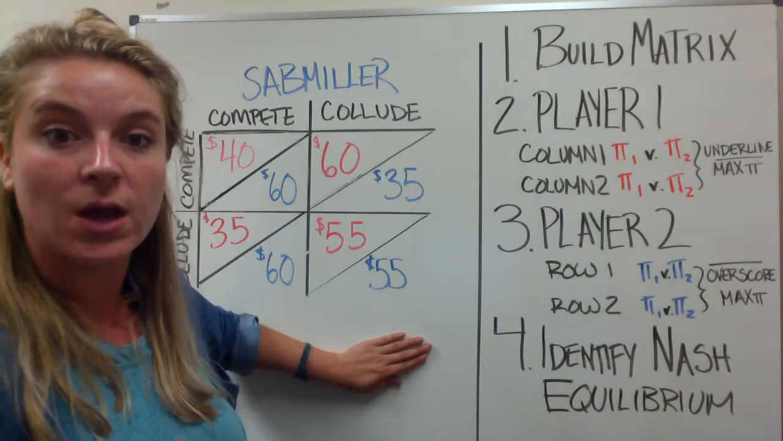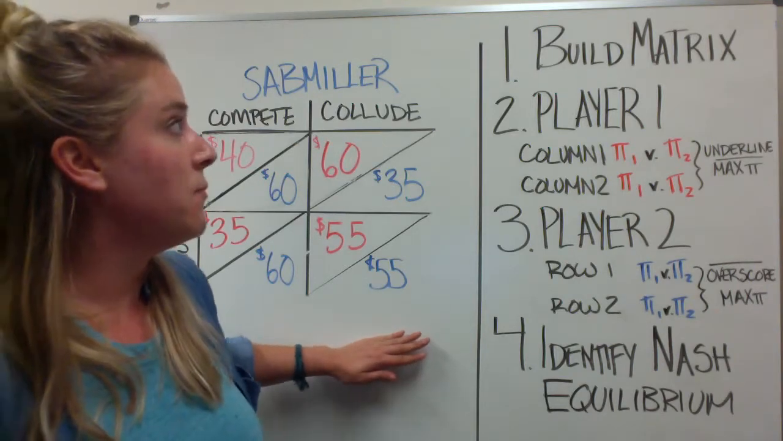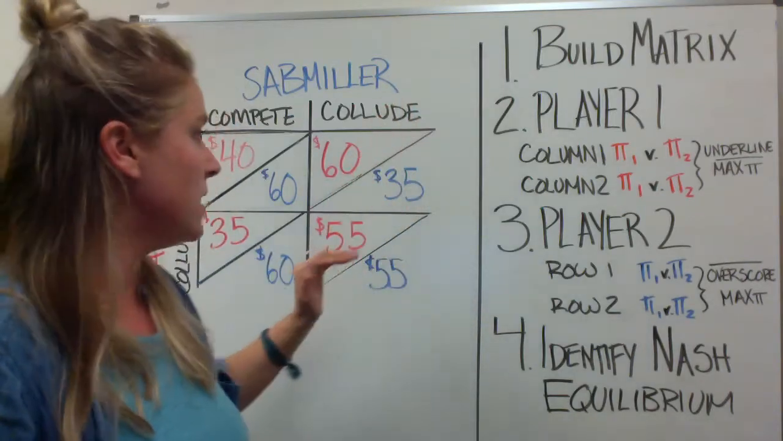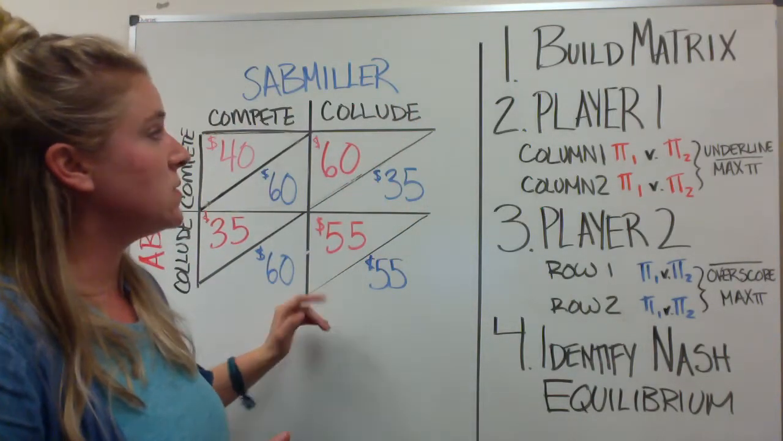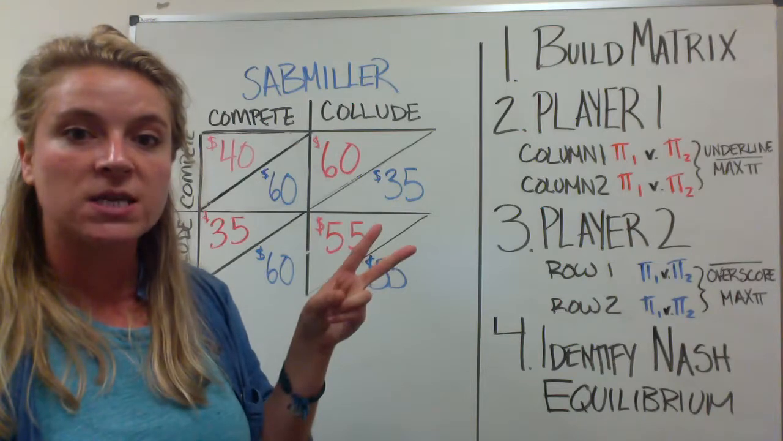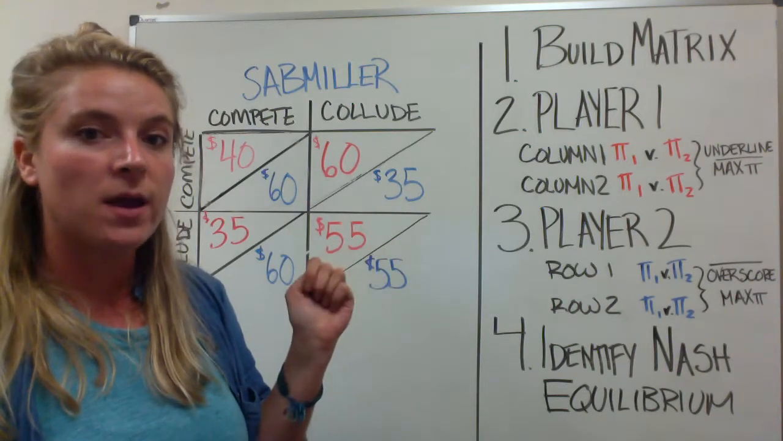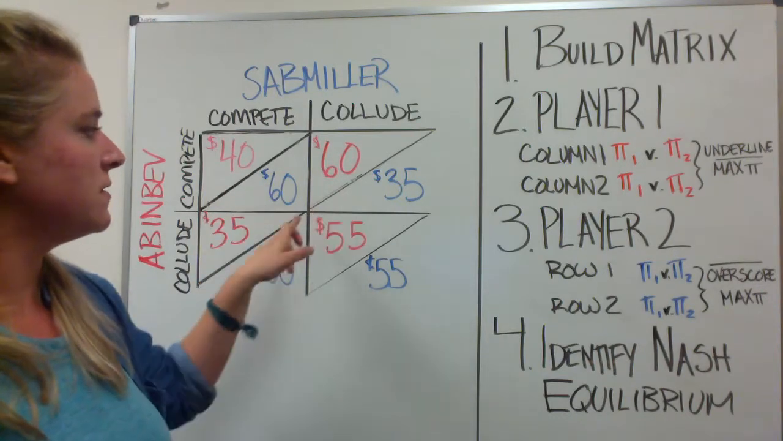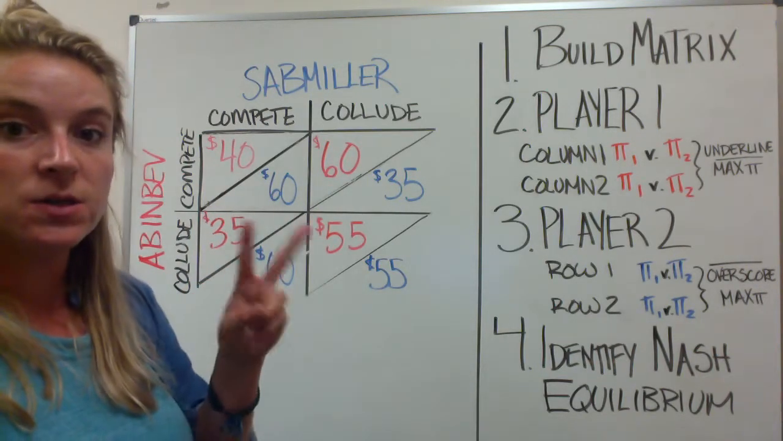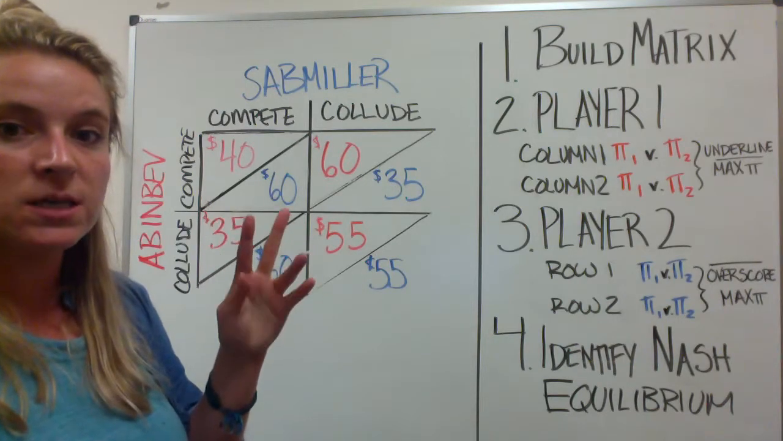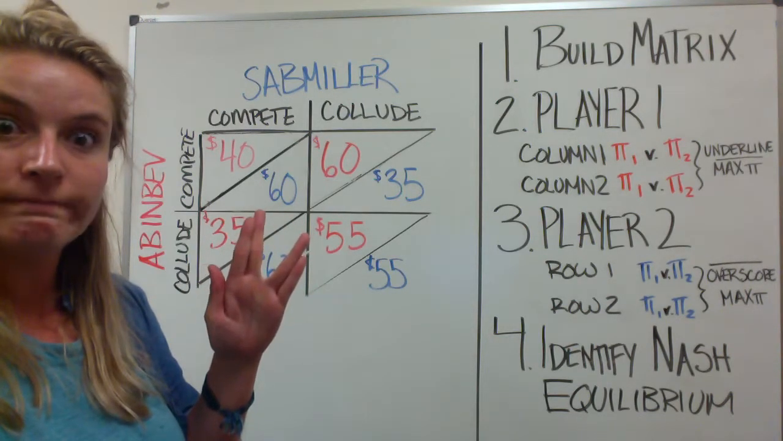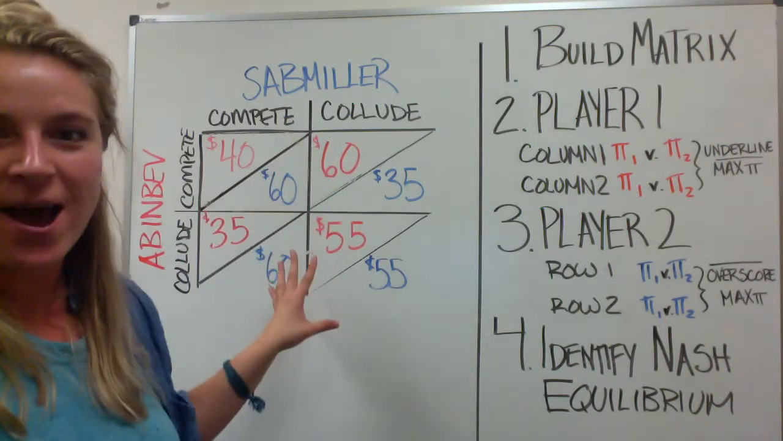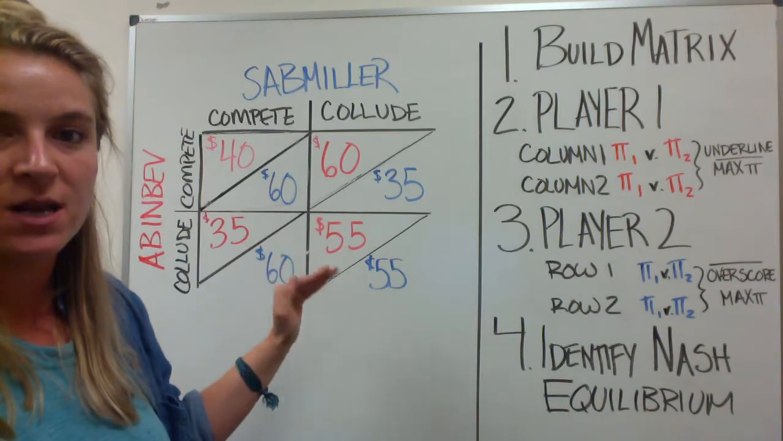So let's do this. Step one is build the matrix. Any type of game that you can fit into a matrix is going to have players, strategies, and payoffs. So in this game, where we have the four different cells, what we have are two players, two strategies, and different payoffs for each one of the situations we might run into.